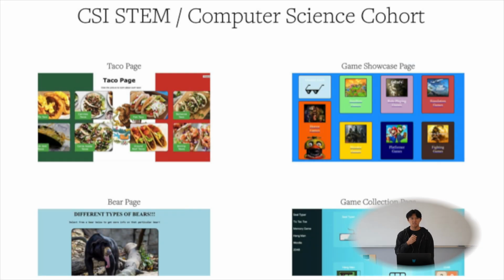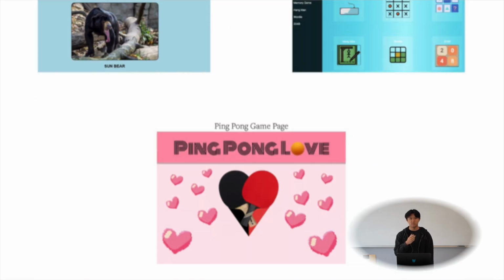Hello, we are the CSI STEM and Computer Science cohort, and for our project, we did a collection of websites. To get us started, I will bring us to the taco page.